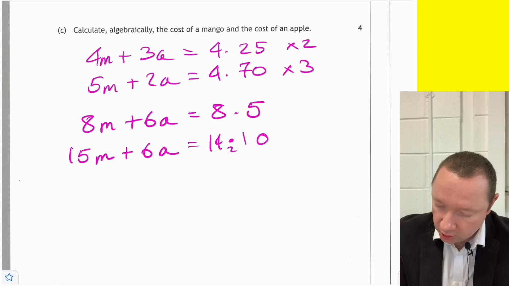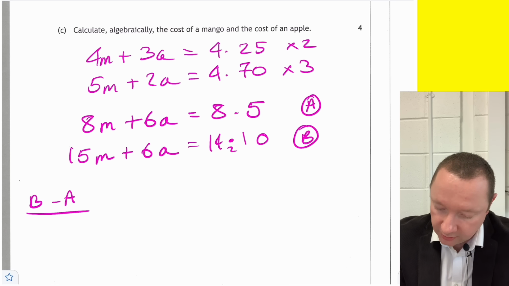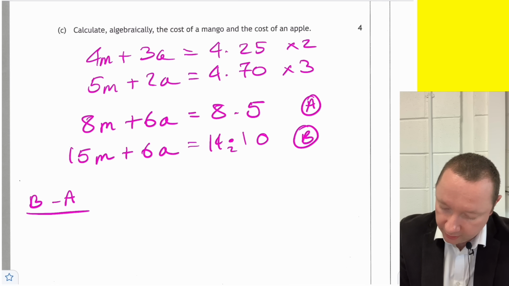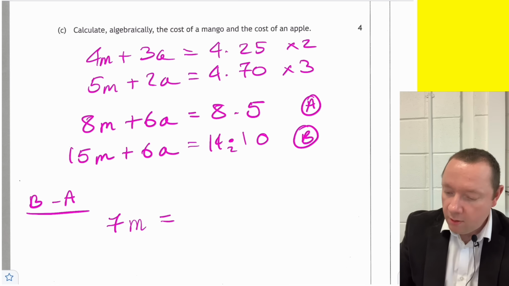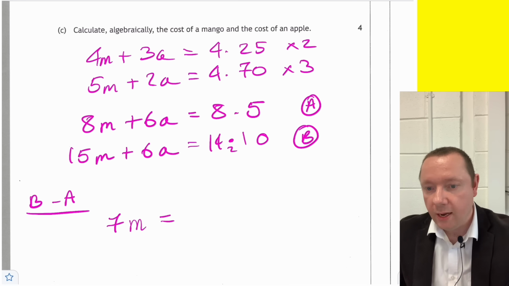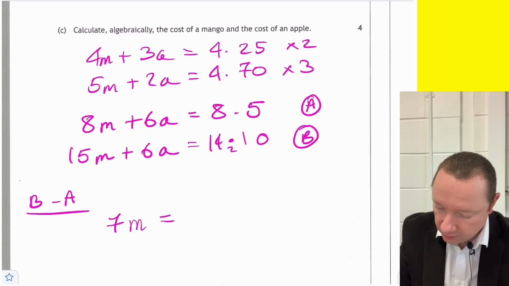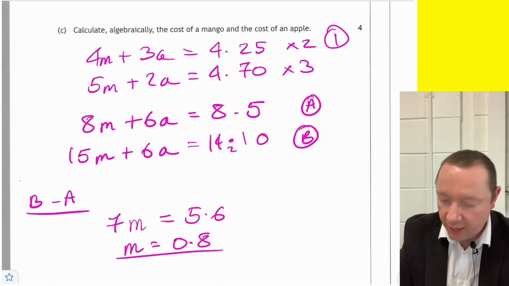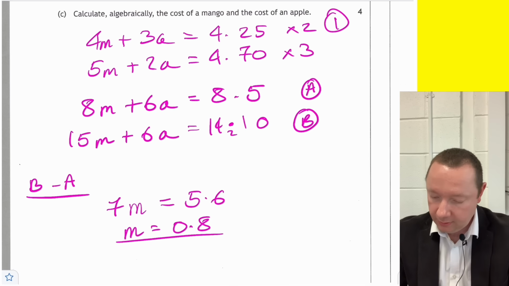I'll call that equation A and B, and we're going to do B minus A because the signs are the same, and it's easy to do 15 take away 8. 15 take away 8 is 7m. £14.10 minus £8.50, well, you can just use a calculator for that. That gives you 5.6, which means dividing by 7, m is 0.8. Let's call the top one equation 1. We're going to substitute that into equation 1 to find our a.